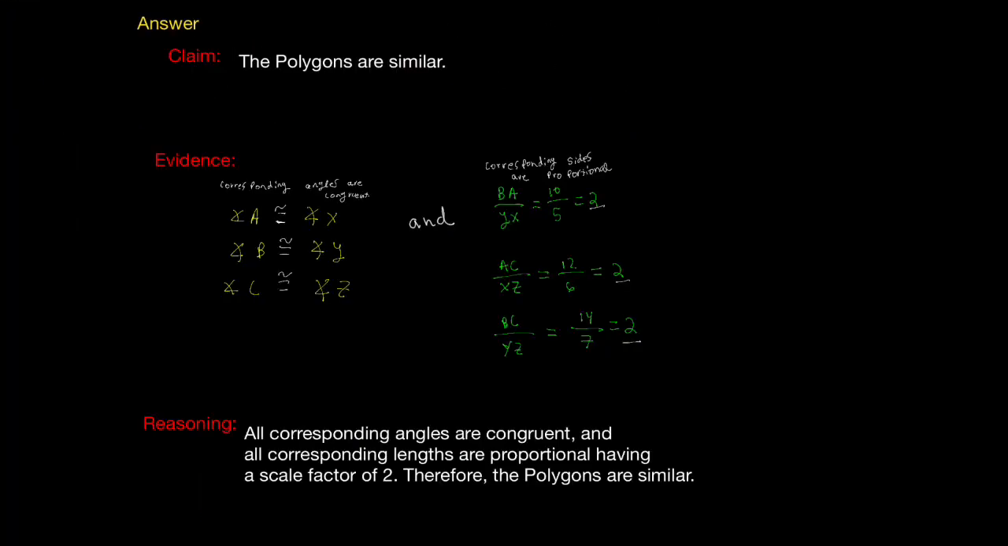And here is a complete answer to the problem we just did. So our claim is that the polygons are similar. The evidence would be all of the work that we did, checking if the corresponding angles were congruent, as well as checking that all corresponding sides were proportional. Finally, the reasoning explains your evidence and solidifies your claim. So here we're going to write all corresponding angles are congruent and all corresponding lengths are proportional, having a scale factor of 2. For this example, it was 2. Therefore, the polygons are similar. And there you have it.